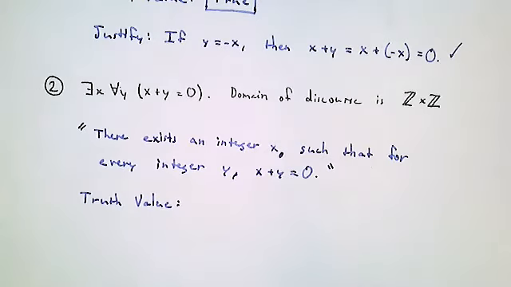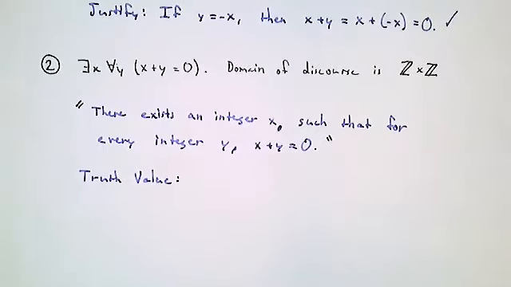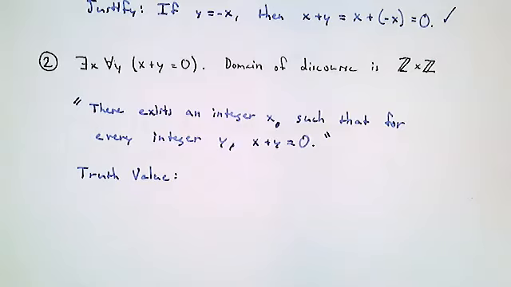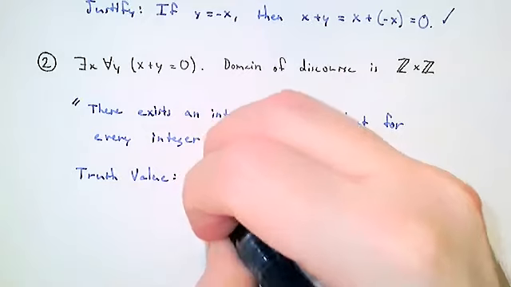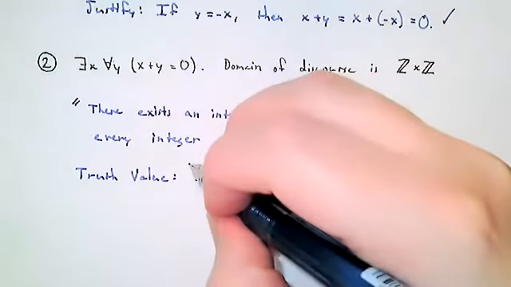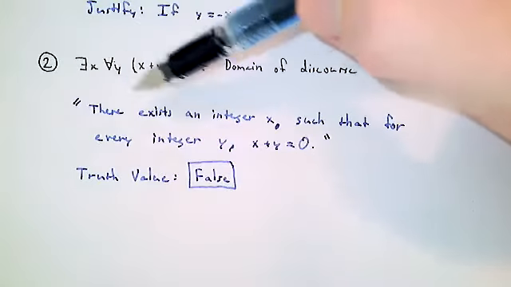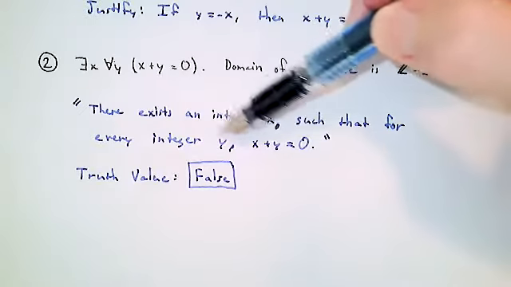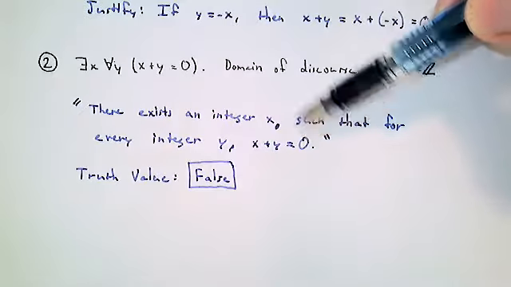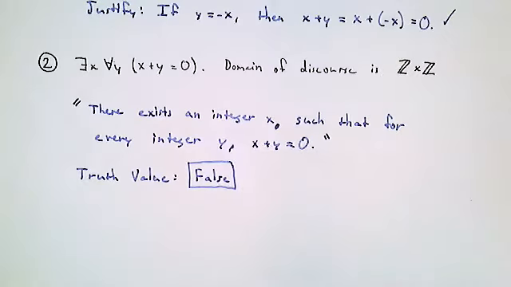There exists an integer x such that for every integer y, x plus y equals 0. What do you think? True or false? False. It's false. Good. That's correct. If we were going to try to claim that this was true, we would have to come up with a number x that we can add to any other number and get 0. But of course, there is no such number. So this is false. Good.